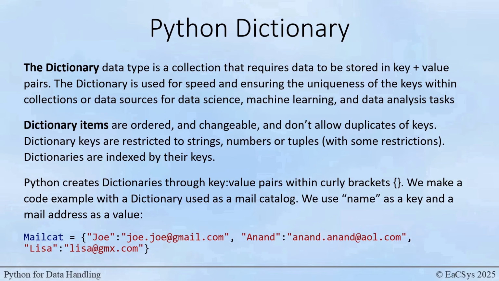And on the screen, you can see an example piece of code that shows some Python dictionary code and is a fictitious mail catalog where a person's fictitious name is used as a string key and a fictitious mail address is used as string data or string values. Now we'll type some Python dictionary code. So let's start up your code editors.